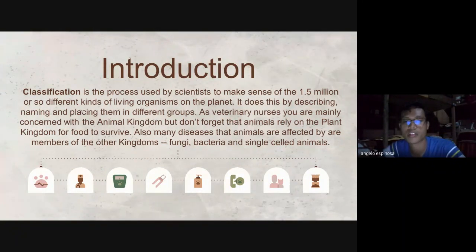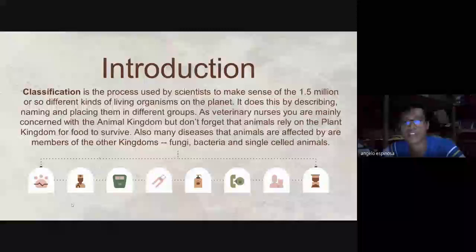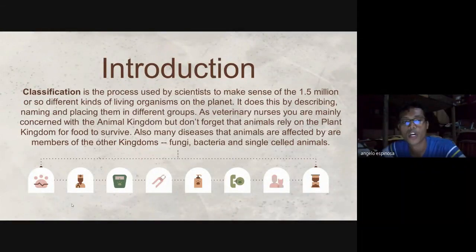Organization organized from the top to bottom. Okay? So we have classification, the process used by scientists to make sense of the 1.5 million or so different kinds of living organisms on the planet. It does this by describing, naming, and placing them in different groups. So how are you going to name, no? How are you going to make scientific names of the animals, the plants?